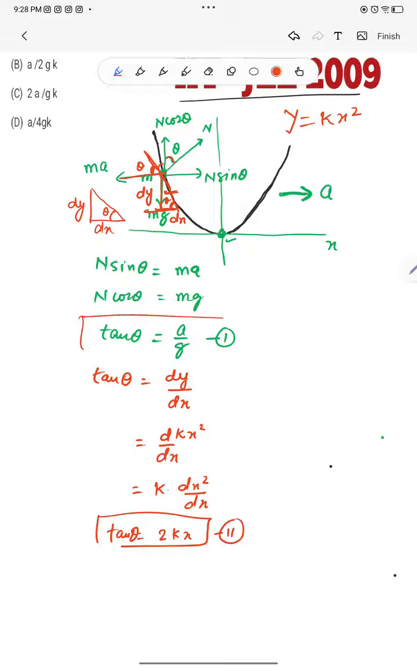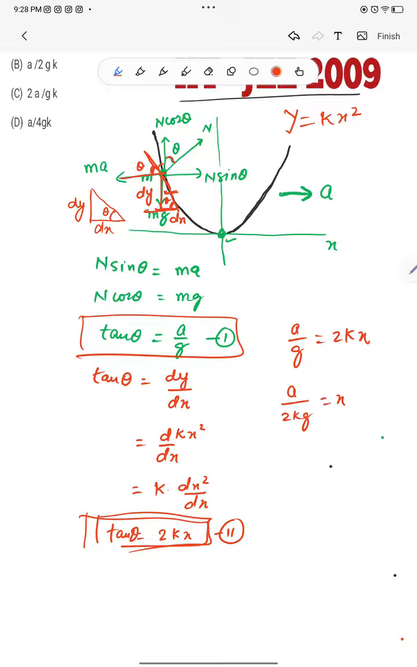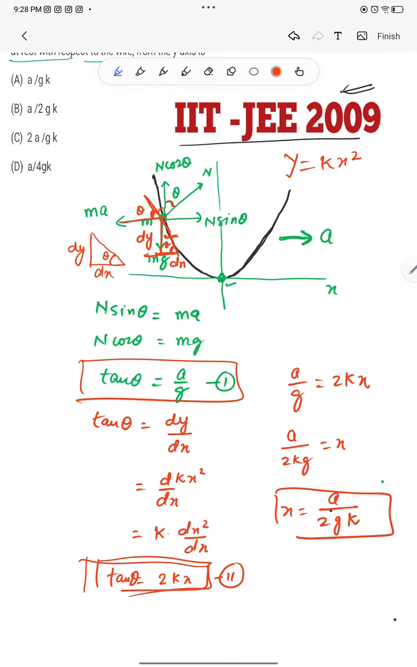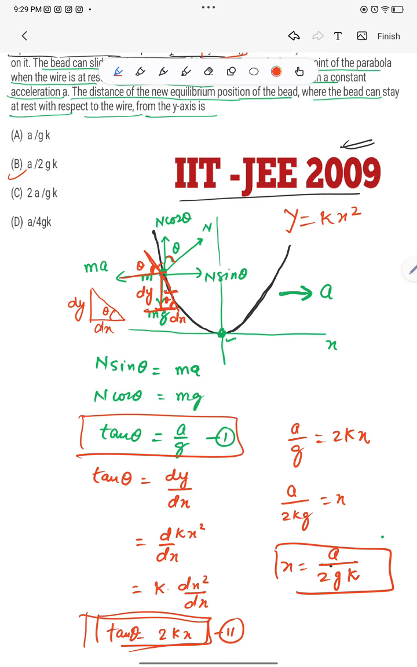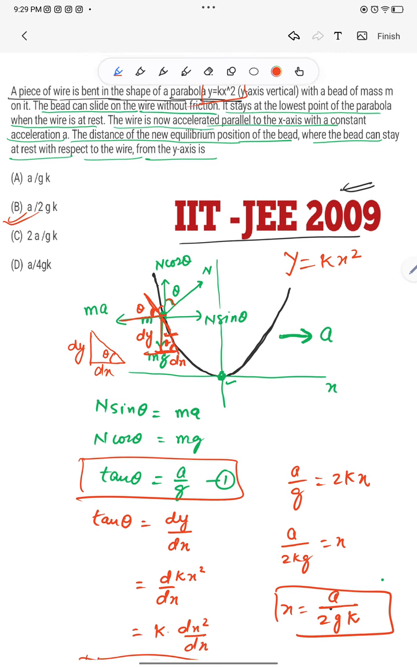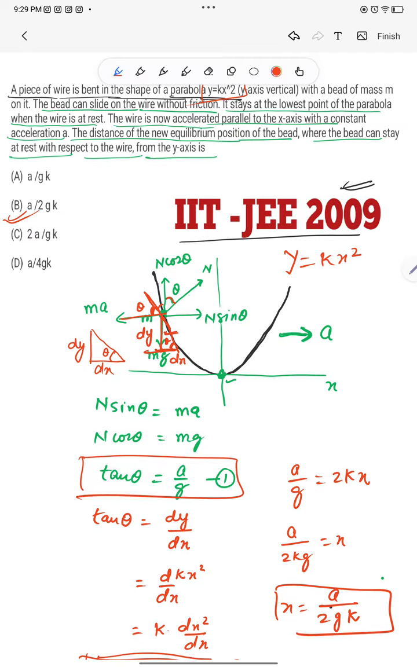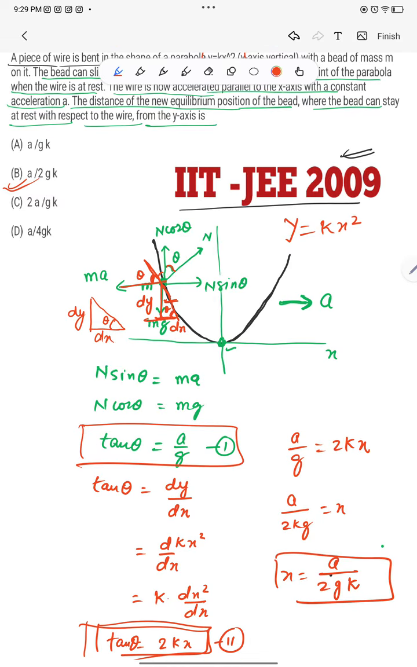By using these two equations, equation 1 and equation 2, we can say a by g equals 2kx, or a by 2kg equals x, or x equals a by 2kg. So our answer x equals a by 2gk, and that will be option B. So option B will be correct. This is a very simple and basic conceptual question, and we can easily solve it by using the free body diagram, by applying the concept of pseudo force. Option B is correct here. Okay, thank you so much.